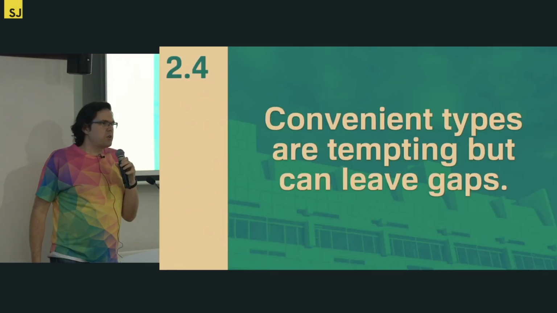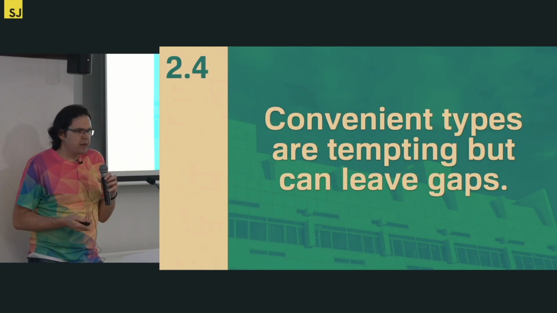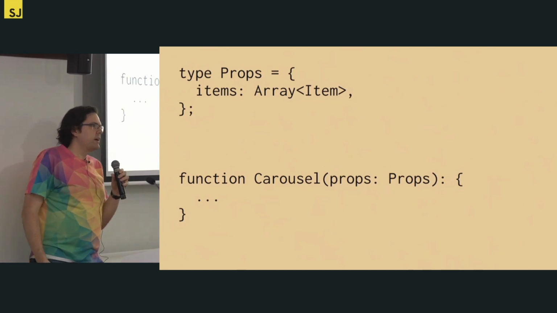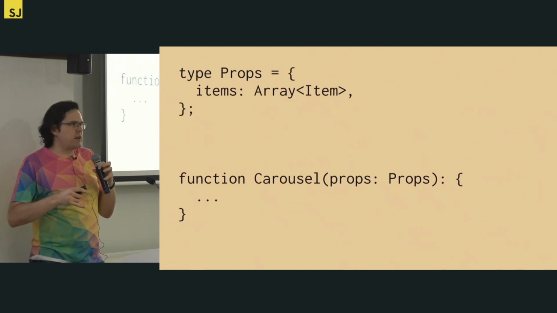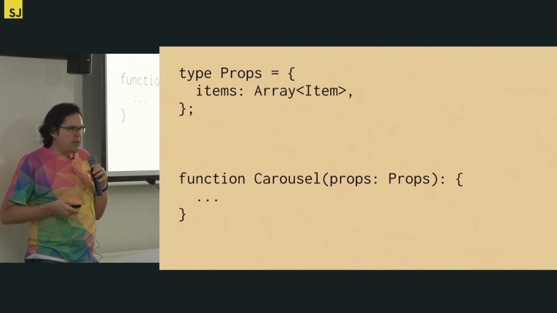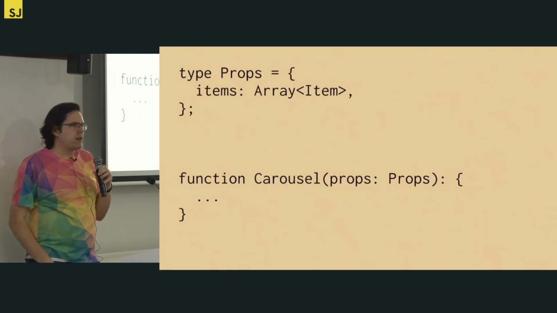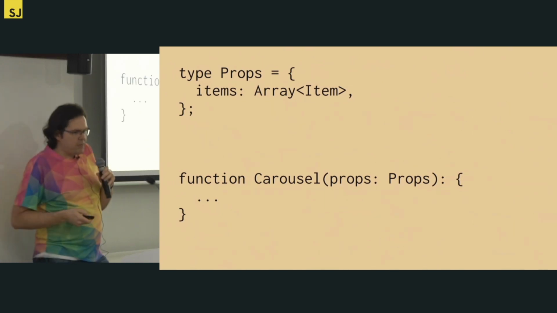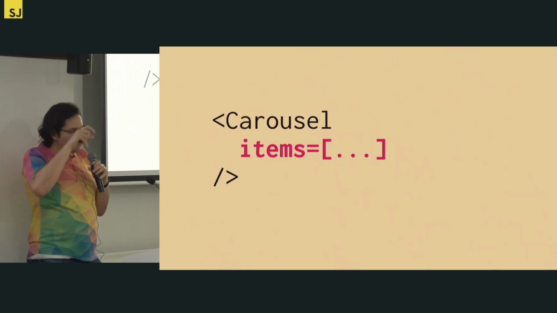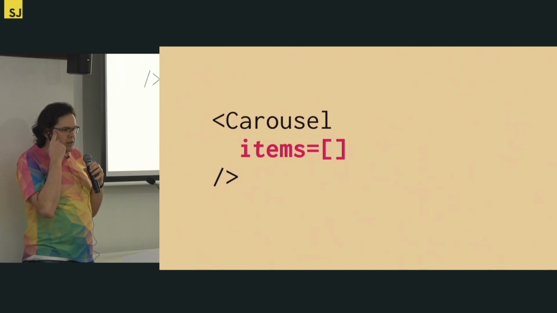Convenient types are tempting but can leave gaps that allow inputs that are kind of wrong. By convenient types, I mean, for example, something like an array, which is useful and we're going to still keep using, but we can use our array slightly differently and therefore restrict things a bit. So this is a carousel component that takes some items to display, like one of those big banner things on a website. We can say we've got this list of items that we give to the carousel and display. This API allows us to say this, and this will totally type check.